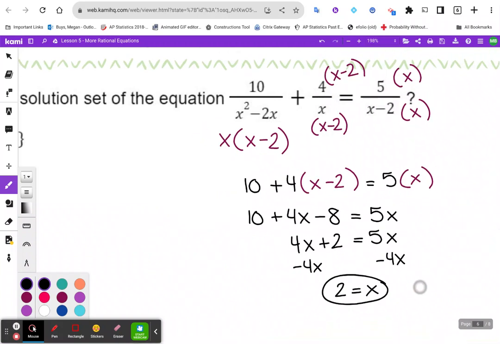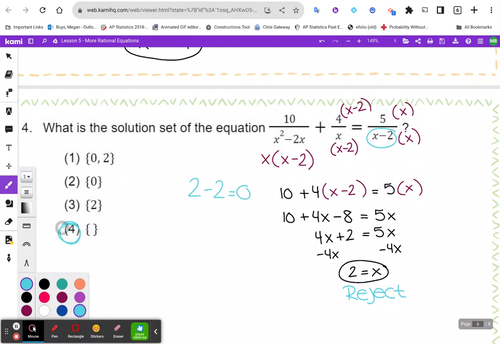Now remember, if I were to plug that in though, 2 minus 2 is equal to 0. So we reject this answer. We reject it. It's no good. So that's got to be choice 4. Remember, this is the empty set. So that's an empty set. It means there's no solution. It's not the same as a 0 because 0 can be an answer to something. So that empty set means no solution in that case.